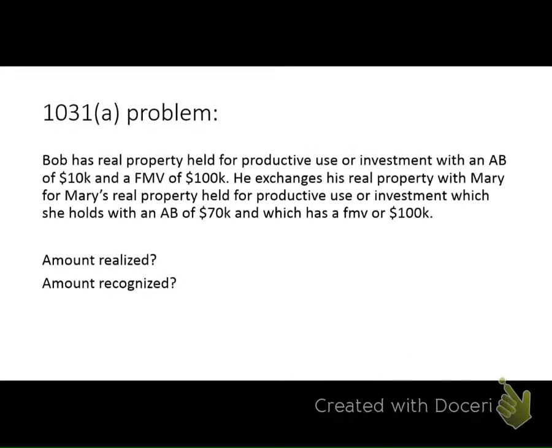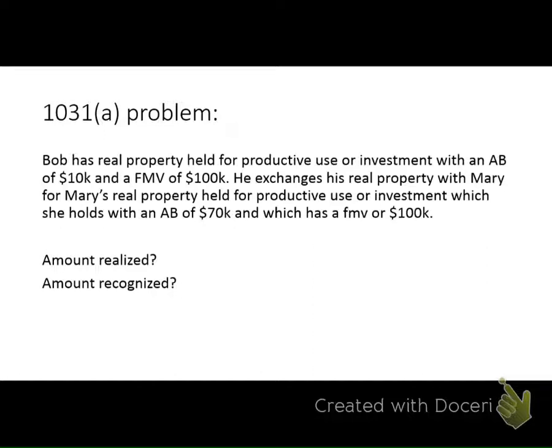All right, so a 1031 type problem. We know that an A-type problem is the exchange of like-kind property for like-kind property, solely like-kind property. There's no extra thrown in, there's no money thrown in, there's no boot thrown in. So 1031(a) problem: Bob has real property held for productive use or investment with an adjusted basis of $10,000 and a fair market value of $100,000. He exchanges his real property with Mary for Mary's real property held for productive use or investment, which she holds with an adjusted basis of $70,000 and which has a fair market value of $100,000.